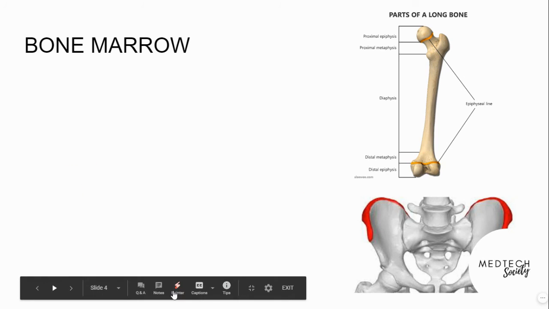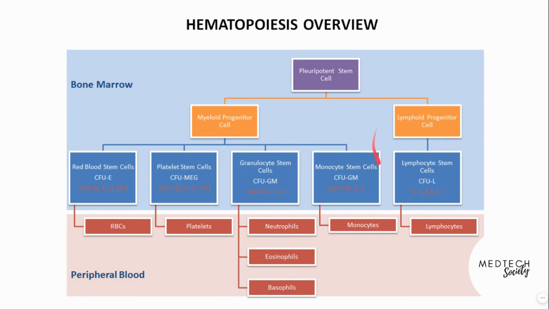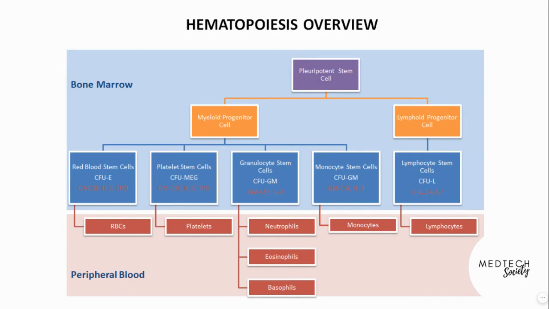Let's go back one slide. Then, in the lymphoid line, it gives rise to the lymphocytes. Lymphocytes are further divided into three. The T lymphocytes, which is mainly produced in the thymus, that's why it's called T lymphocytes, and the B lymphocytes, which are produced in the bone marrow. And then there's another type, which is called the NK cell or the natural killer cell.